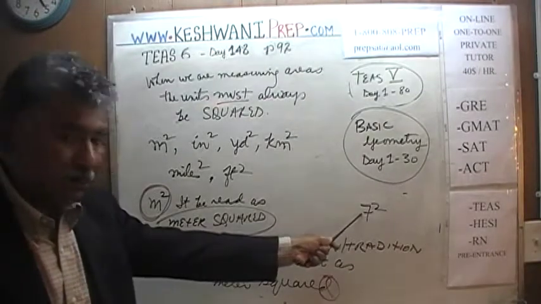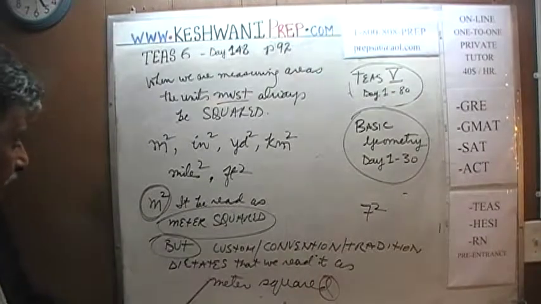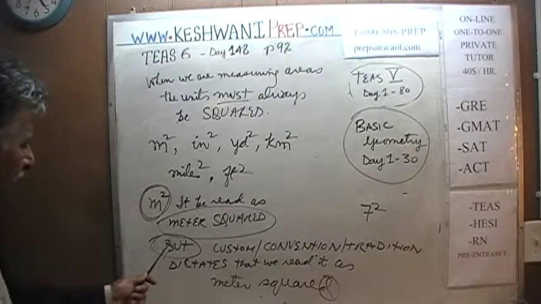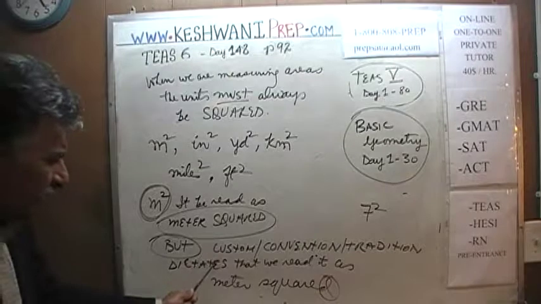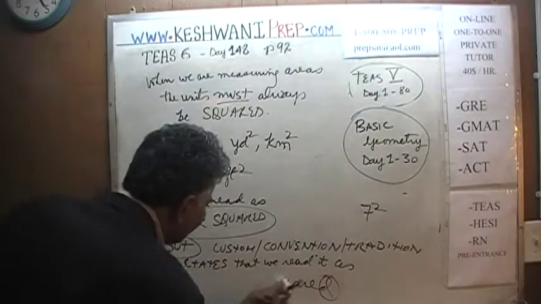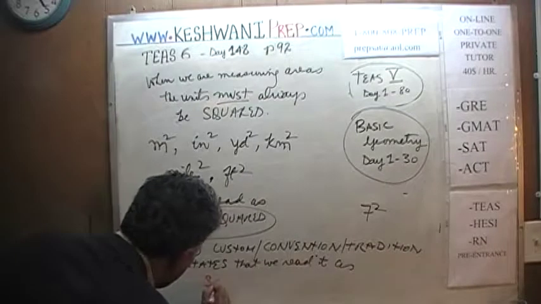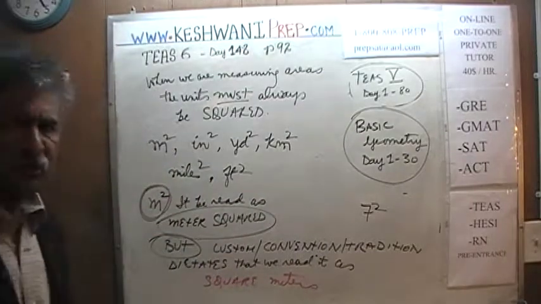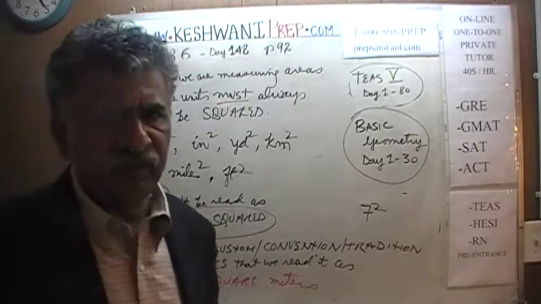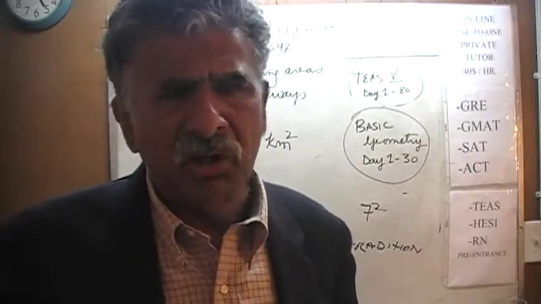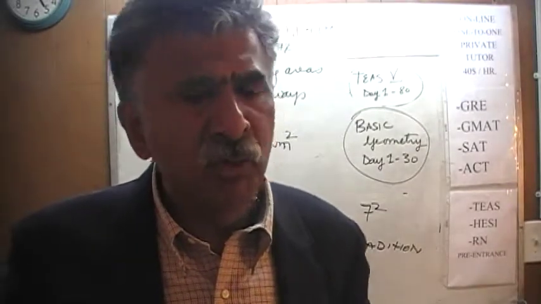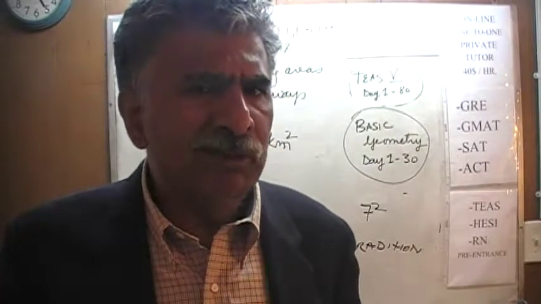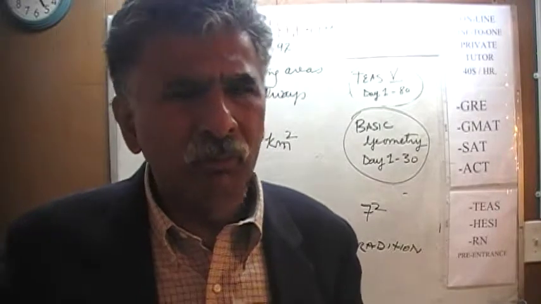It should be read as meter squared, but the custom dictates that we read this as square meters. That's how we usually say square meters. Think about it for a second. If I ask you, what's the area of that bedroom? You say 100 square meters. You will not say 100 meters squared. Very few people will say 100 meters squared. If you said it the correct way, it will sound weird. It will sound geeky. It will sound very abnormal.